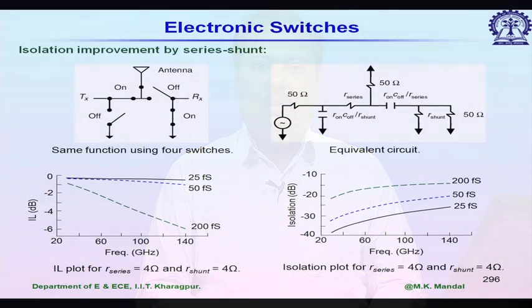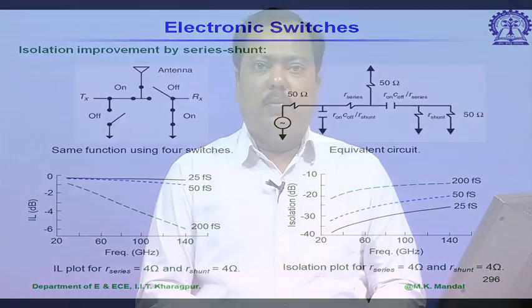Okay, so in the first part we will continue with electronic switches, and then we will move to millimeter wave link budget and noise calculation, and how, in the presence of noise, we characterize any millimeter wave system. So let us continue with electronic switches.